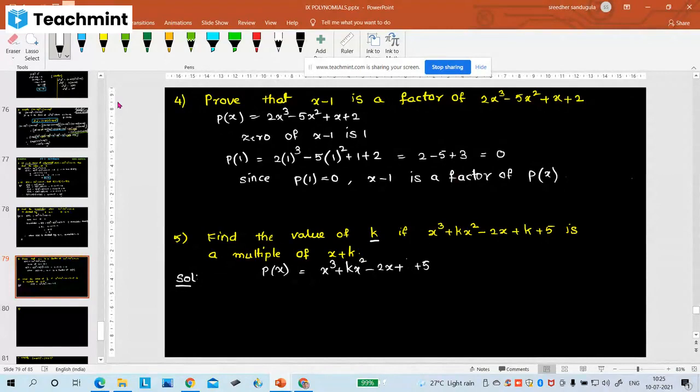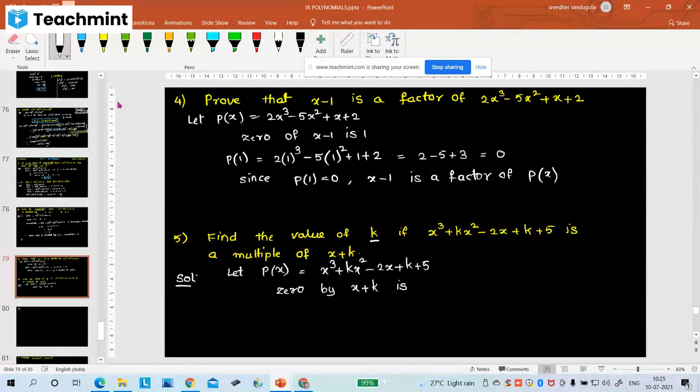So one word you write: let. Okay, so here also let, because the whole polynomial we are taking as P of x. Now, x plus k. What is the 0 of x plus k, when P of x is divided by x plus k? So the 0 of x plus k is minus k. How to find the 0 of a polynomial, I have shown you.